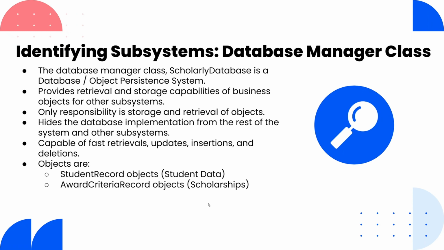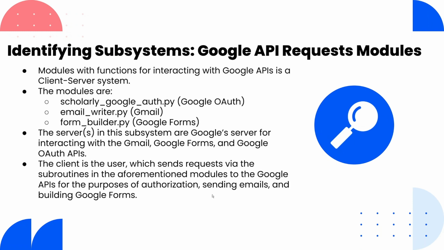And on to classifying our database manager class. In the code, it's called Scholarly Database, and it's a database or object persistent system. This class provides retrieval and storage capabilities of business objects for other systems in our overall system. The only responsibility of this subsystem is storage and retrieval of our business objects. It hides the database implementation from the rest of our system and other systems, and it's capable of fast lookups, updates, and insertions of data. The objects that we store in here are student records and the scholarships or award criteria.